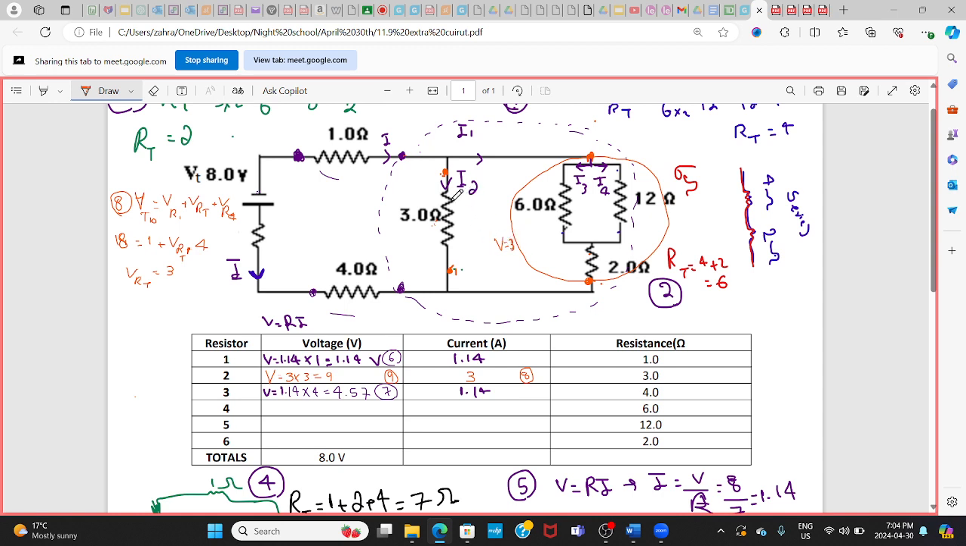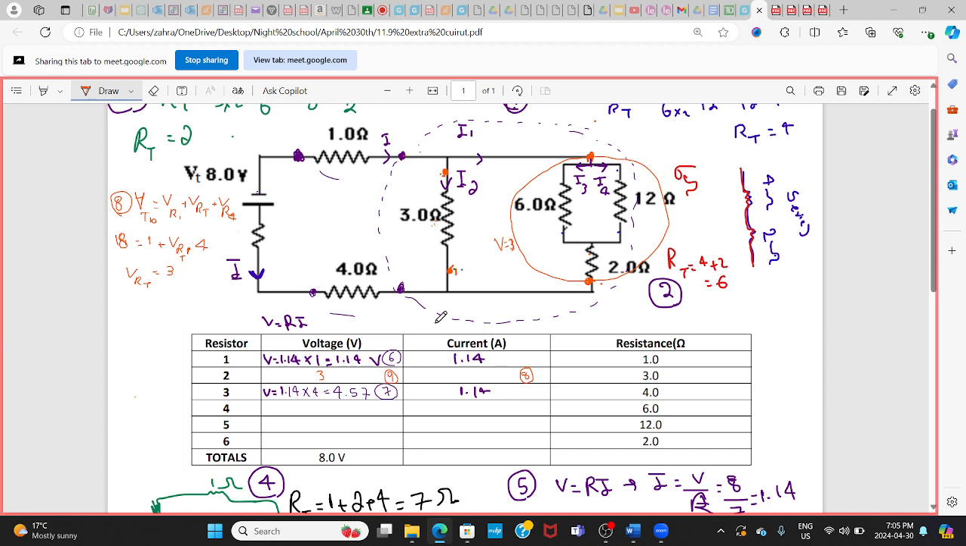Okay. Miss, I have a question. For your step number 8, you calculated the voltage RT is equal to 3. So why did you put it under current? Oh, did I do that? Okay, sorry. Thank you, thank you. Okay, so I'll just go back. That was my mistake. That was a voltage, right?